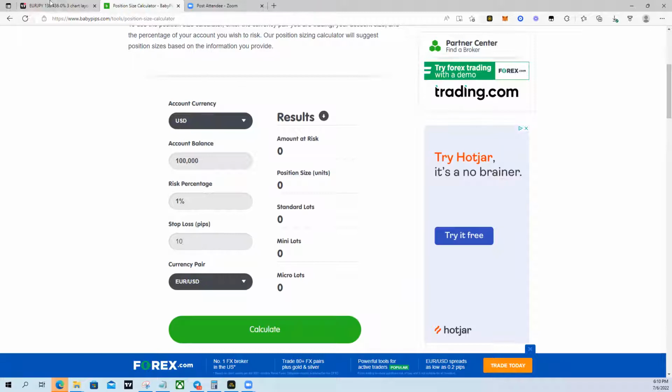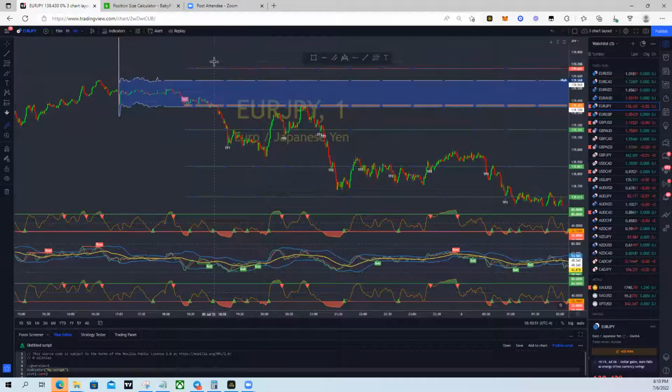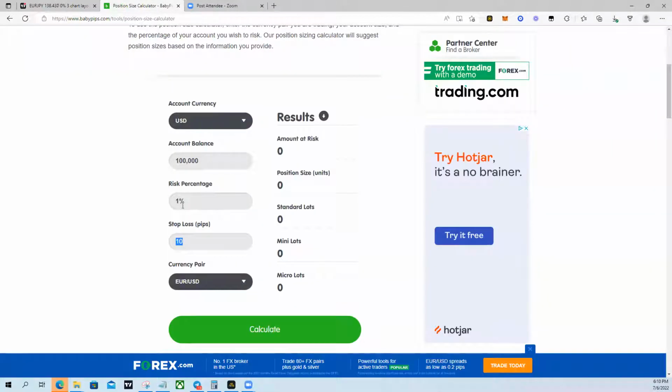So if you're utilizing this tool, and we had a 10 pip stop loss on a $100,000 account, risking 1%, you can utilize a standard lot size of 10. It may sound crazy, but it looks abnormal because normal people don't trade with $100,000 in their account. A lot of us started off with $100, $1,000, or something like that. So seeing a standard lot size of 10 may push you back a little bit.